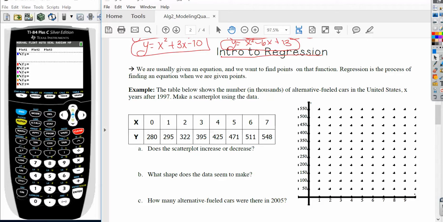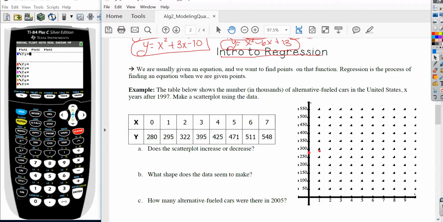So let's go ahead and look at this first example. It says the table below shows the number of alternate fueled cars in the United States after 1997. Make a scatter plot using the data. All right, so I'm just going to rough estimate this, right? Over 0 up to 80. 0, 200, 250, 280, and it's about right there. Over 1 up 295.